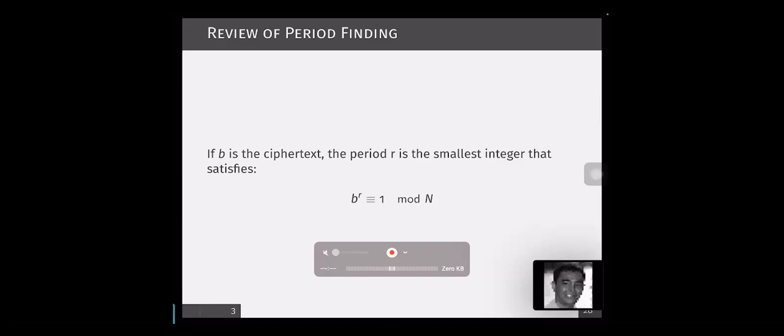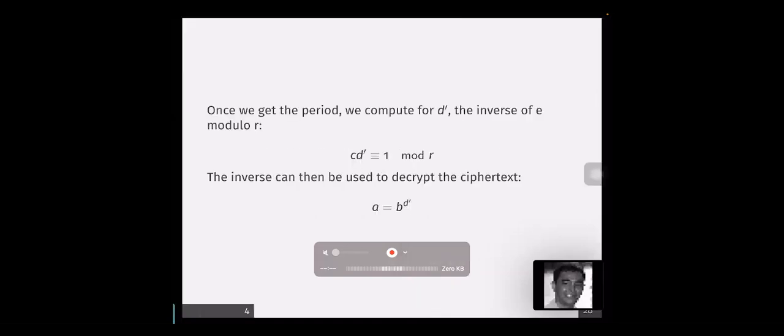Now, what is this period? The period is the smallest integer r that satisfies this equation: b raised to the r modulo n is equal to 1. That means if you raise b to the power r and then divide it by n and get the remainder, the remainder is what we're after. If the remainder is equal to 1, then you got your period.